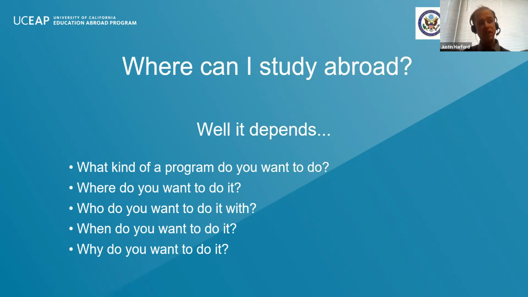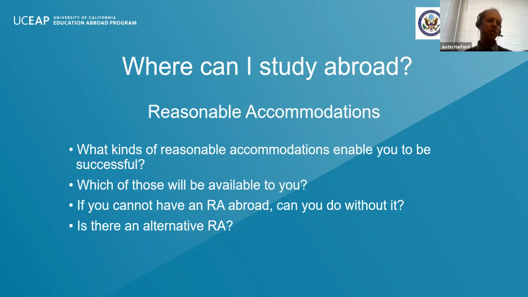Going on to the next slide, but what about reasonable accommodations, or I'll just maybe call them RAs? How should you be thinking about that? The way we want you to start is, first, make a list of what kinds of reasonable accommodations you need to be successful right now. So what RAs are supporting you, say you're at UC Davis or UC Santa Cruz or wherever in California? What's helping you to be successful?